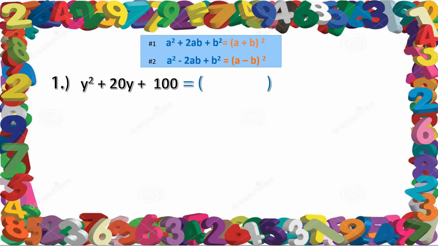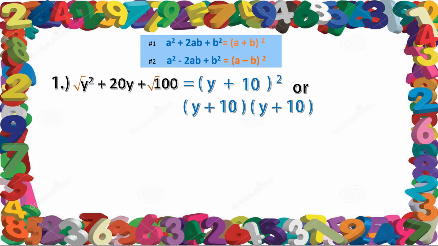Quantity, the square root of y squared is y. That's it. Now what operation must be used? Addition, exactly. Now the square root of 100 is 10. Very good. Then put squared. Now our final factor is quantity y plus 10 squared. Or we can have quantity y plus 10, quantity y plus 10.